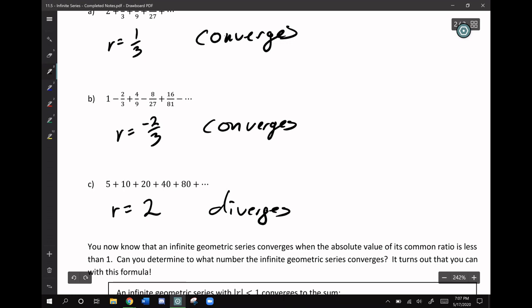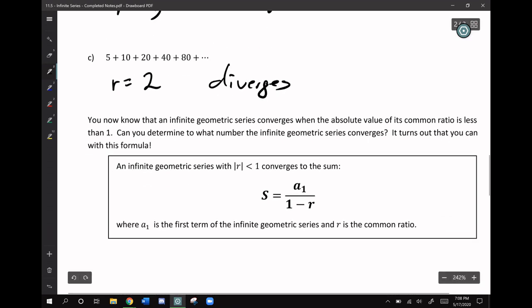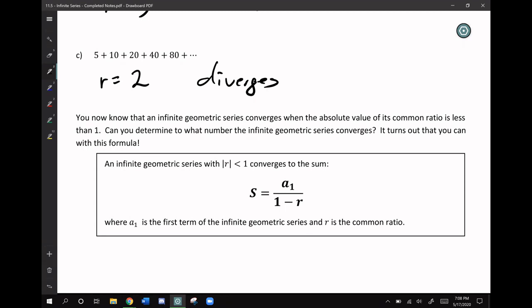All right, so you now know that an infinite geometric series converges when the absolute value of its common ratio is less than 1. Can you determine to what number the infinite geometric series converges? It turns out you can with this formula. Good job, Mr. Babcock. Thanks for leading your students to that wonderful fact.